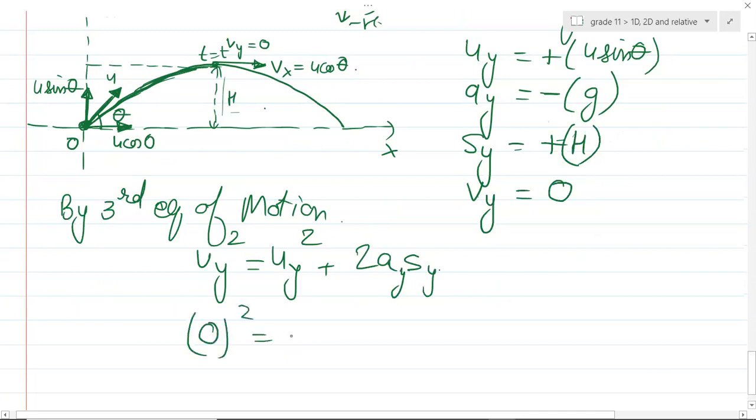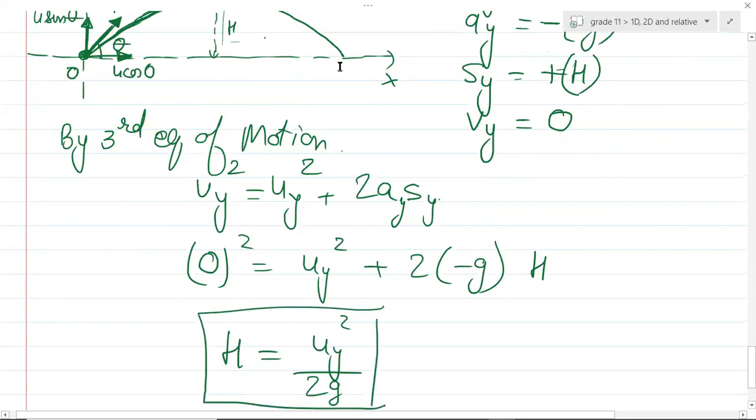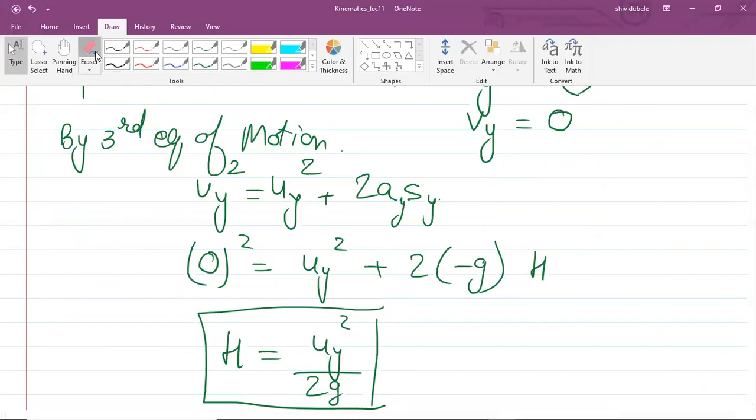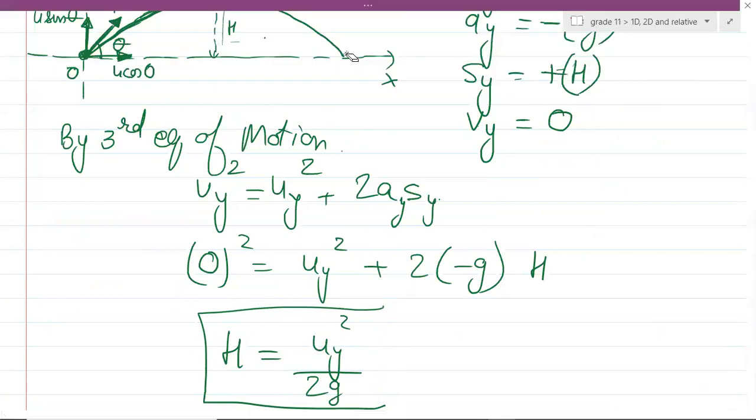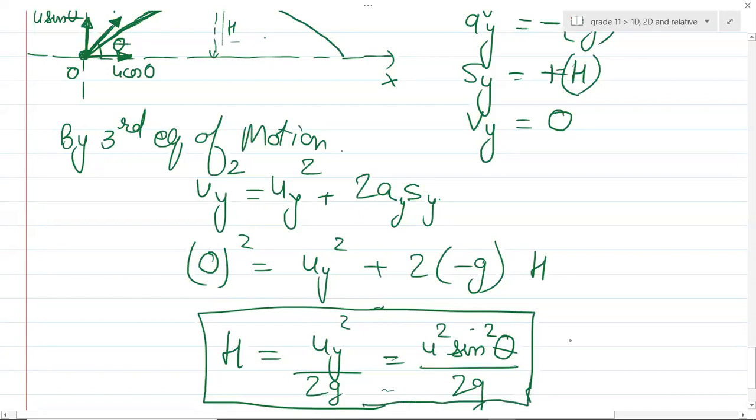So 0 squared will be equals to Uy squared plus twice of minus g into H, right? When you solve it, you'll get H is basically Uy squared by 2g. Or you can put the value of Uy. What is the value of initial velocity in y direction? U sine theta, right? So I can write it as u sine theta whole squared, or u squared sine squared theta by 2g. This is the formula for calculating maximum height.